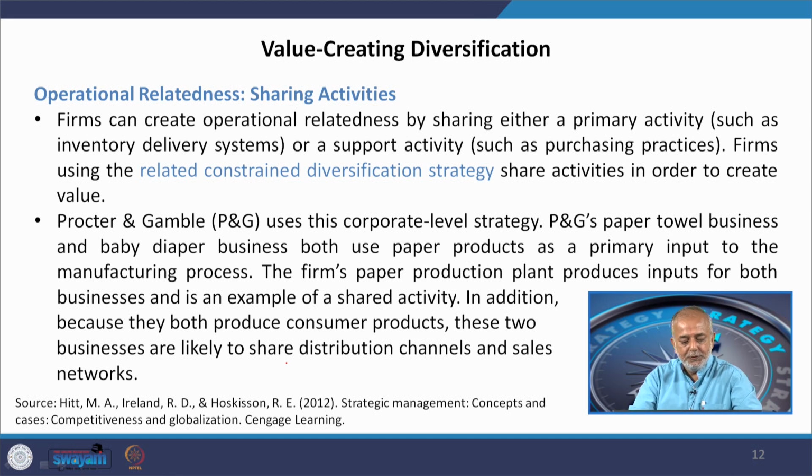Procter & Gamble uses this corporate level strategy. Procter & Gamble's paper towel business and baby diaper business both use paper products as a primary input to the manufacturing process. Very logical. The firm's paper production plant produces inputs for both businesses and is an example of a shared activity. In addition, because they both produce consumer products, these two businesses are likely to share distribution channels and sales networks as well. Similar things can happen in sugar mills also.